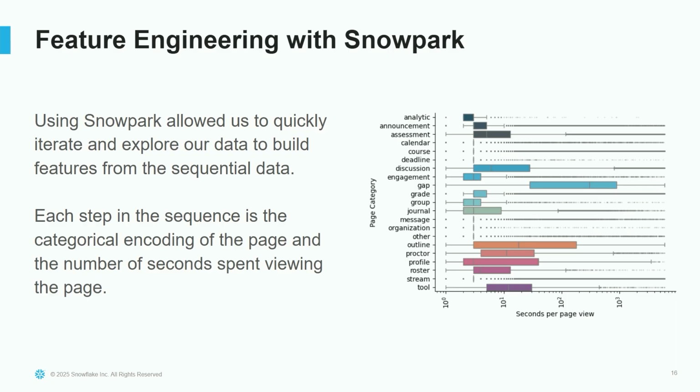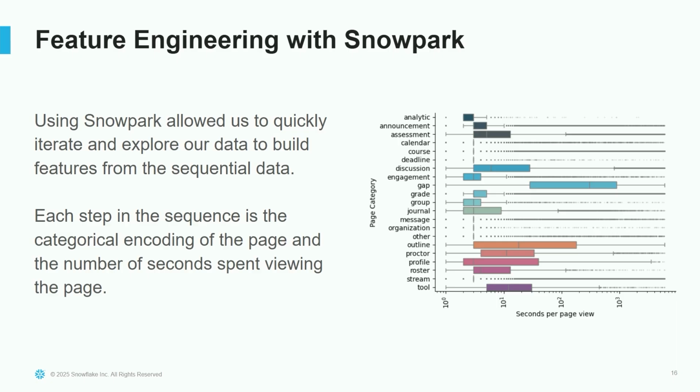Yeah, and so for this project specifically, we split out each step in the sequence as the categorical encoding of the page and the number of seconds spent viewing the page. So you can see some different distributions in our product. Like the outline or the stream are the central course landing page, so that's going to have a lot longer and a wider variation of views. But then you can see, somebody clicking over to grade tends to be a short view, just like, hey, what's my grade? Gap is when they leave the course and return.